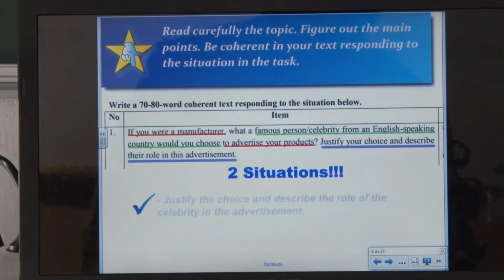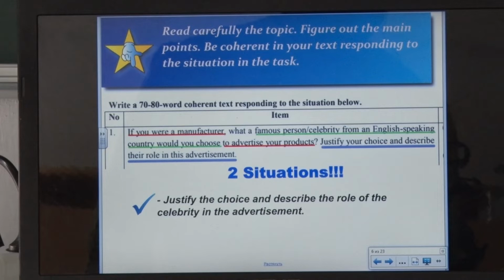As you can see in this topic, the main thing that you are going to describe and write about is justifying the choice. You have made a choice, justify it. Give at least one argument or an example and describe the role of this person in the advertisement.